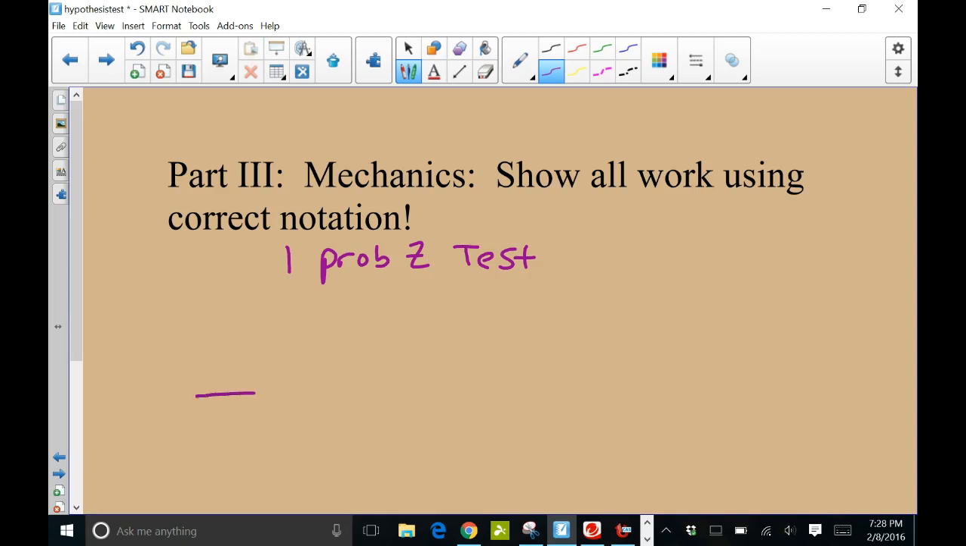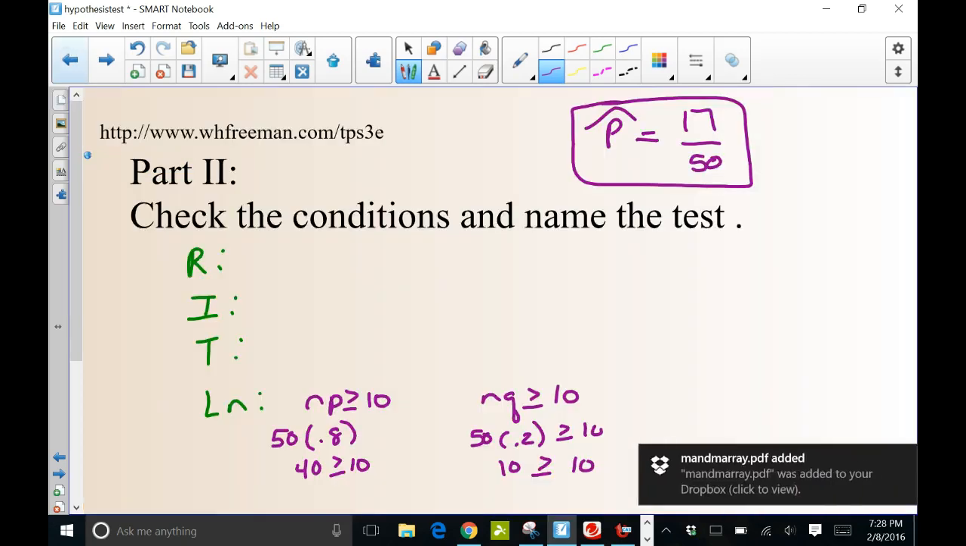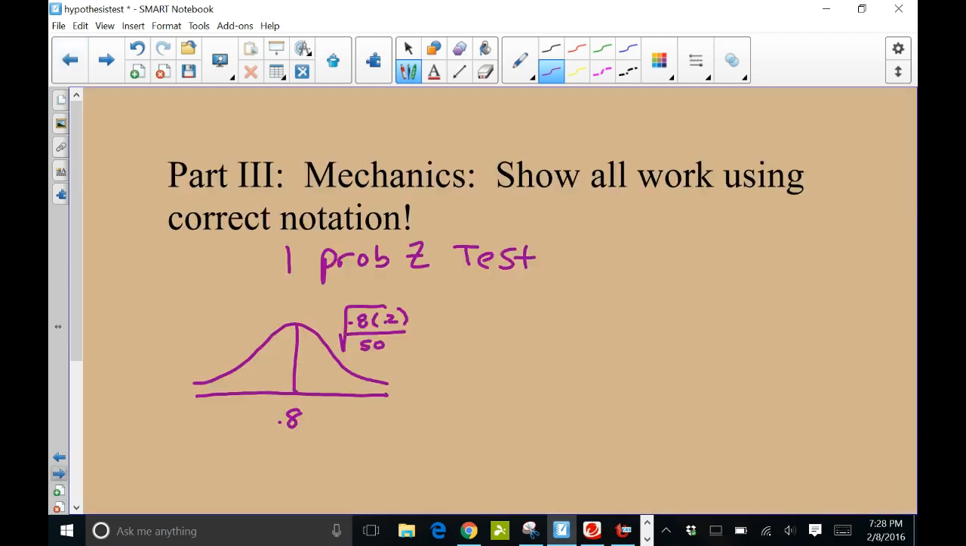Okay, with this said, he claims he gets 80% in. And like I said, this is a trial. We assume the null is true, which means here we also assume the null is true for the standard deviation. So we have 0.8 times 0.2 over 50. Now, if I remember correctly, Jordan only got 17 out of 50 in. So with that said, our p hat, which is our only evidence, is 0.34.